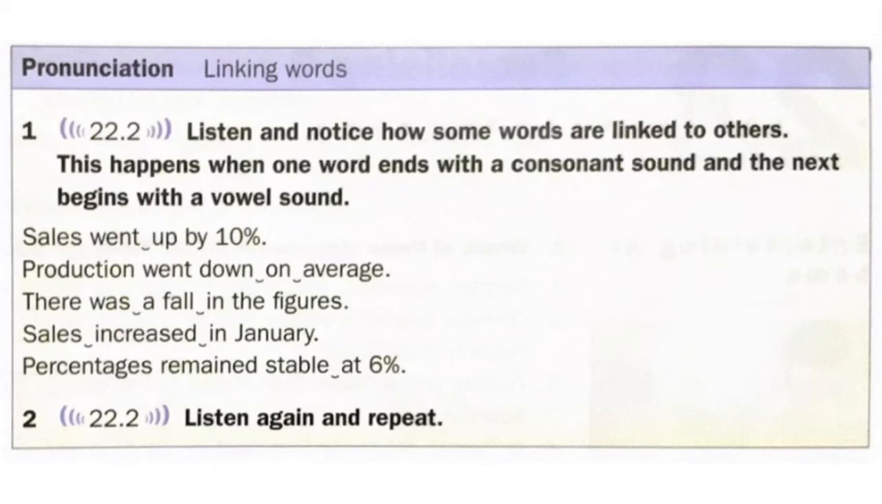Audio 22.2. Sales went up by 10%. Production went down on average. There was a fall in the figures. Sales increased in January. Percentages remained stable at 6%.